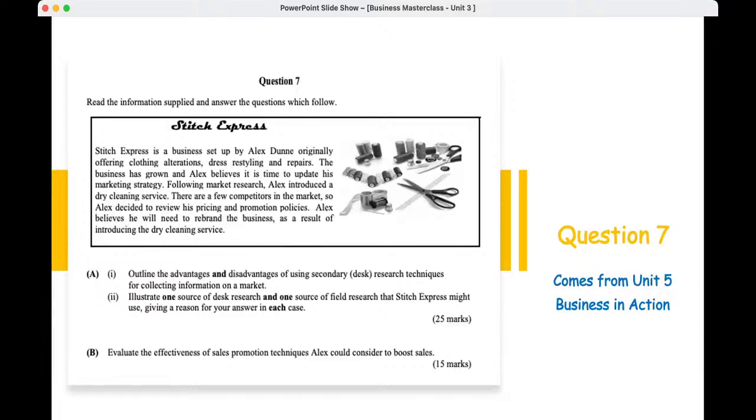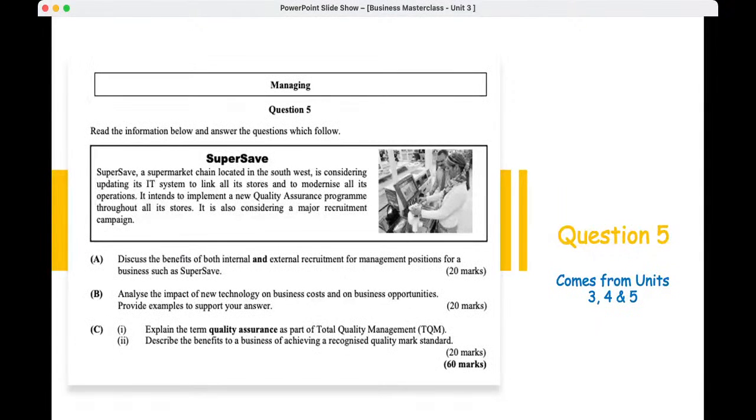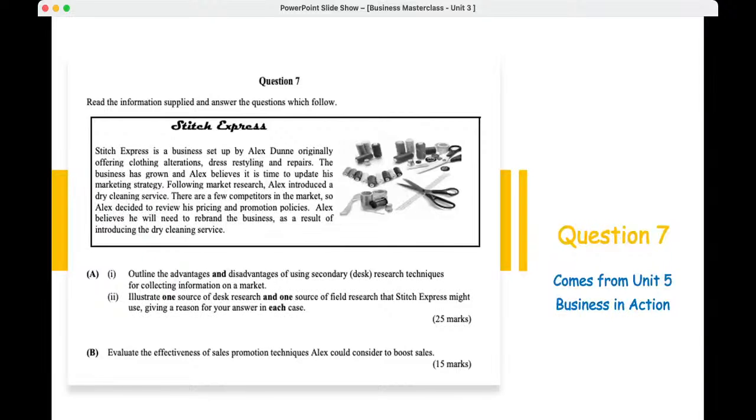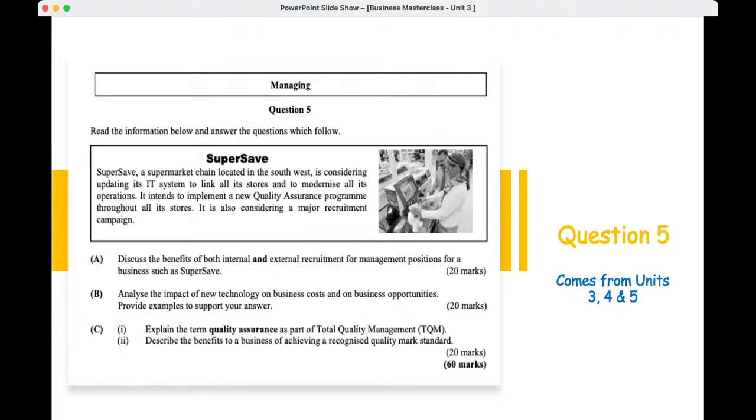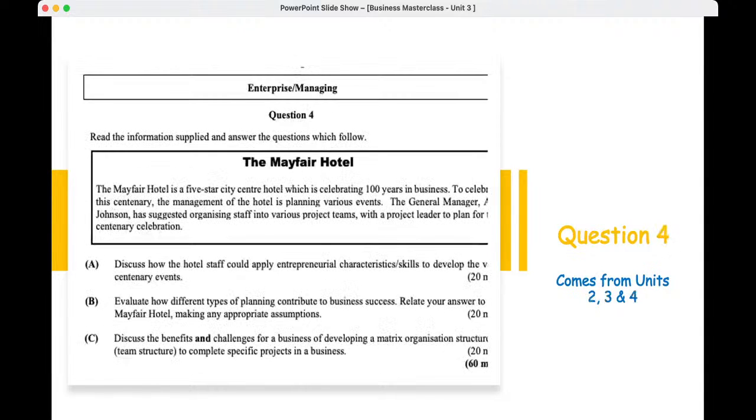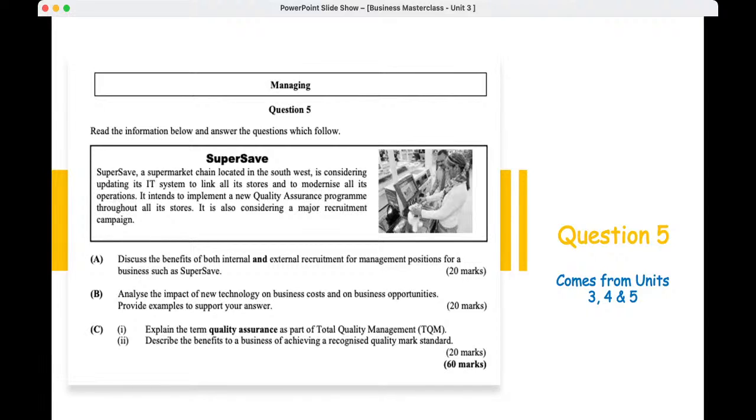For example, you could say, right, I'm going to do question 7, it's going to come from unit 5, and just focus on unit 5. You can see here that question 5, question 6, and question 7 all come from unit 5, so unit 5 is a very, very important unit for you. You can see 3, 4, and 5 for these questions, and for question 4, 3 and 4. And unit 2, with enterprise, is a very, very easy unit. So 3, 4, and 5 are such important units because they make up so many of the long questions. Plus, it's the ABQ.